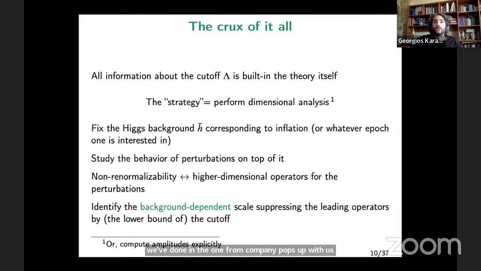Now, first, what one does is fix the background of the field, the Higgs background in this particular case, to correspond to inflationary dynamics. Of course, had I been talking about a different epoch, I would take a different background value for it. Then I'm going to study the behavior of perturbations on top of this background. And it's important to realize that the non-normalizability of the theory translates into the non-polynomial interactions that we saw before. And non-polynomial interactions give rise to higher dimensional operators for these perturbations. Now, the cutoff, or better said, a lower bound of the cutoff, will be identified with a background-dependent scale that suppresses the leading higher dimensional operators coming from this expansion.